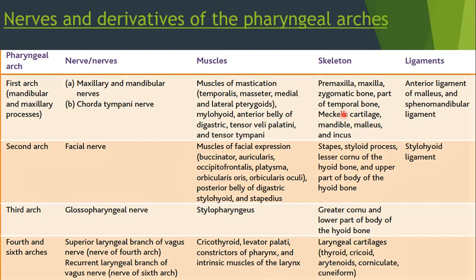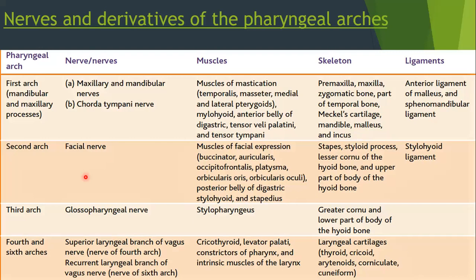Then the Meckel's cartilage disappears, but the dorsal part of the Meckel's cartilage will undergo ossification to form your malleus, incus, also the spine of sphenoid bone. Okay, then part of the perichondrium will persist to form the following ligaments: anterior ligament of malleus, also the sphenomandibular ligament. Now the second arch, nerve, facial nerve.